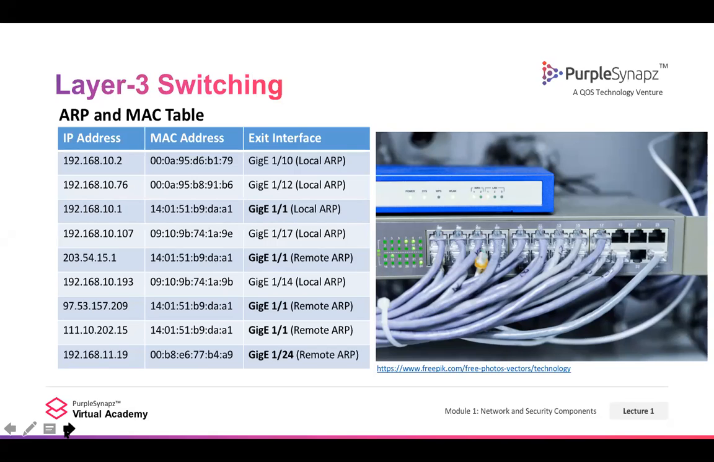So this is how you will see the packet when it starts from a local LAN, be it 192.168.10.2 or 10.76. Whenever it wants to go outside, it will use this particular physical interface 1/1 to go out of the boundary of the network. Then comes a very interesting line, which is the last line: gigabit Ethernet 1/24. This also appears to be a remote ARP entry. If I look at the desired IP address, it is 192.168.11.19.